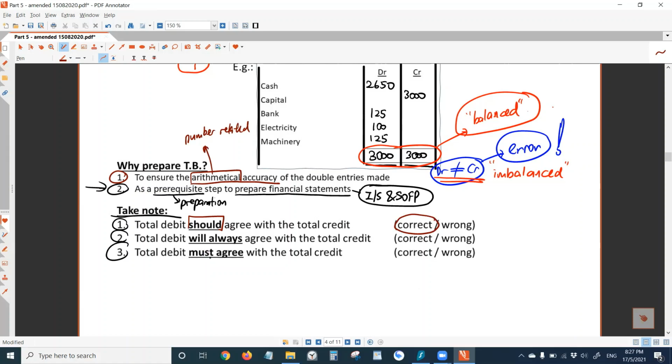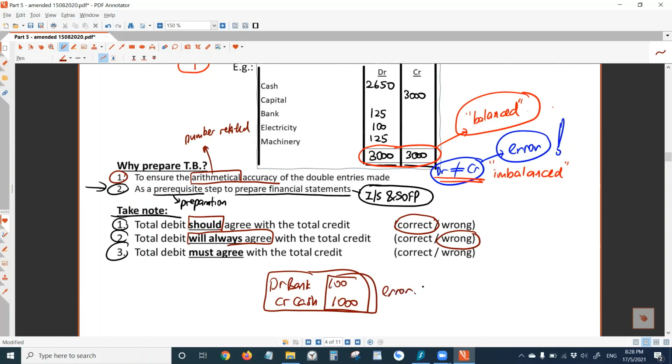Number 2 is wrong, because it says will always agree. When a mistake is made, they won't agree, right? For example, you debit the bank account and credit the cash account, just an example of a transaction, but for one amount you use 100 and for the other you use 1,000. Since this is an error, both amounts are not the same. This would make the trial balance imbalanced. So it proves that the second point is wrong because it says will always agree. When there's a mistake, they won't agree. So that's the reason the second one is wrong.